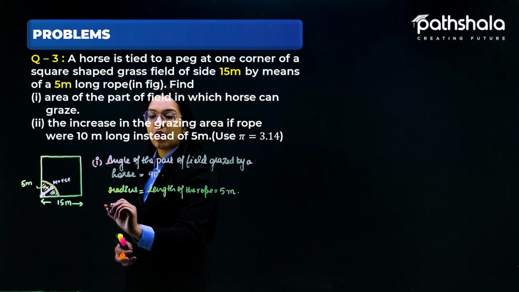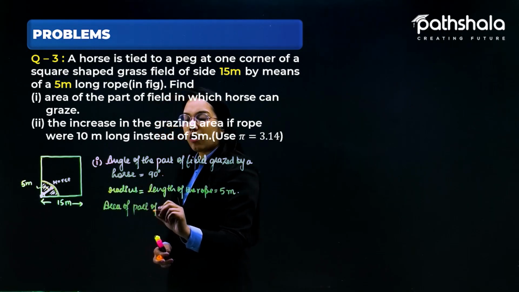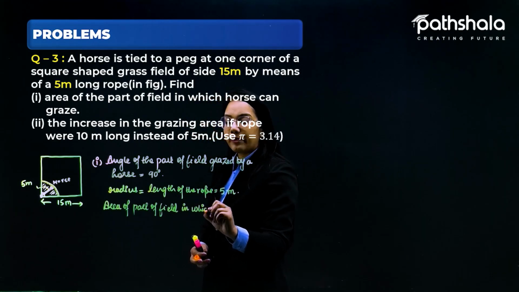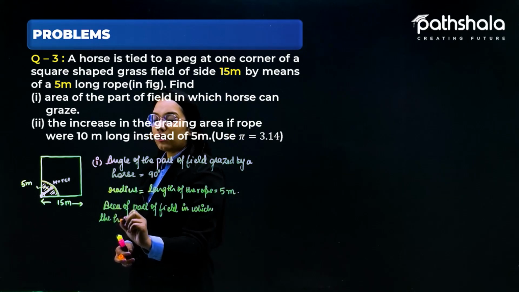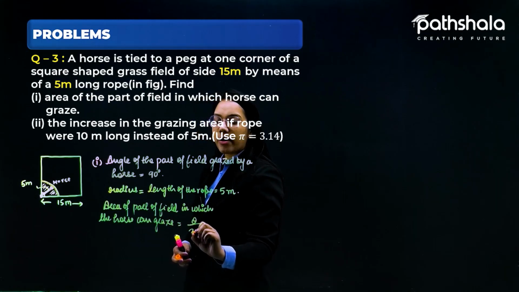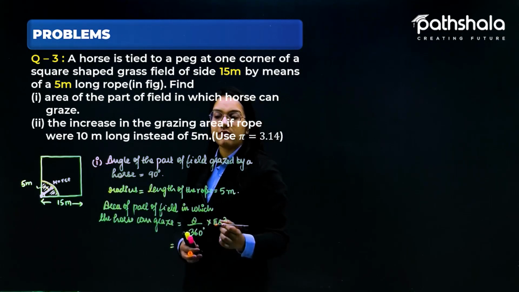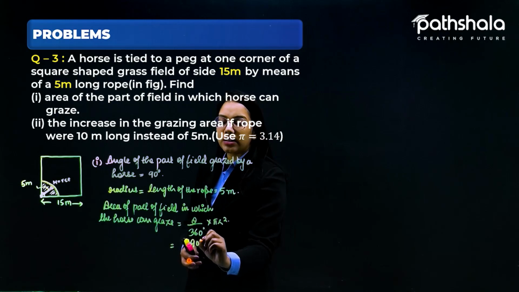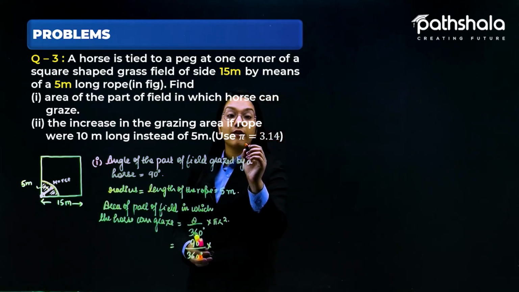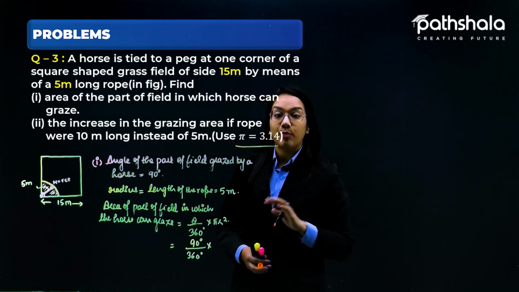Now let's talk about the area of the part of the field in which the horse can graze. So this is equal to, let's apply the formula: theta by 360 degrees into pi r squared, which is the area of the sector. Let's plug in all the values over here. Theta is 90 degrees, so this is 90 degrees divided by 360 degrees into pi. As you can see in the given question, we have to use pi as 3.14. So let's plug in the value of pi as 3.14 over here.